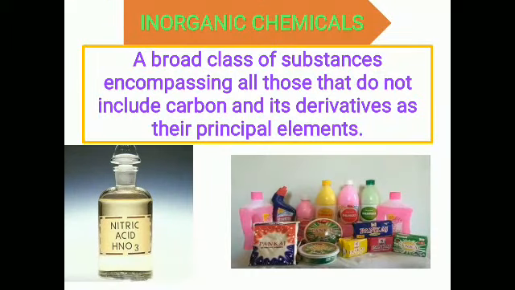Whereas inorganic chemicals are a broad class of substances encompassing all those that do not include carbon and its derivatives as their principal elements. These inorganic chemicals include sulfuric acid, which is used in the manufacture of fertilizers, synthetic fibers, plastics, adhesives, paints and dyestuffs, as well as nitric acid, alkalis, soda ash, which is used in the manufacture of glass, soaps and detergents, paper, and even caustic soda. Inorganic chemical industries are widely spread all over the country.